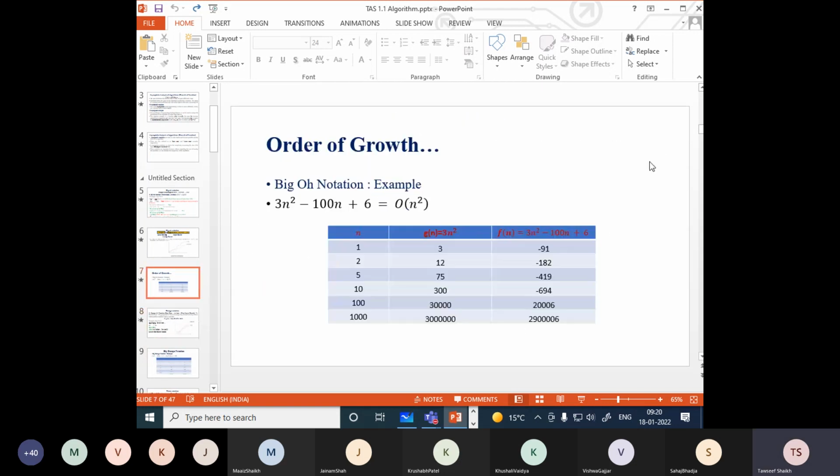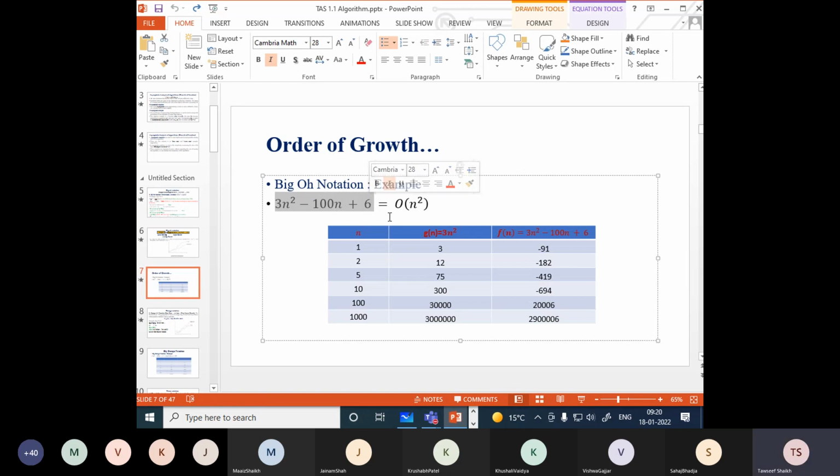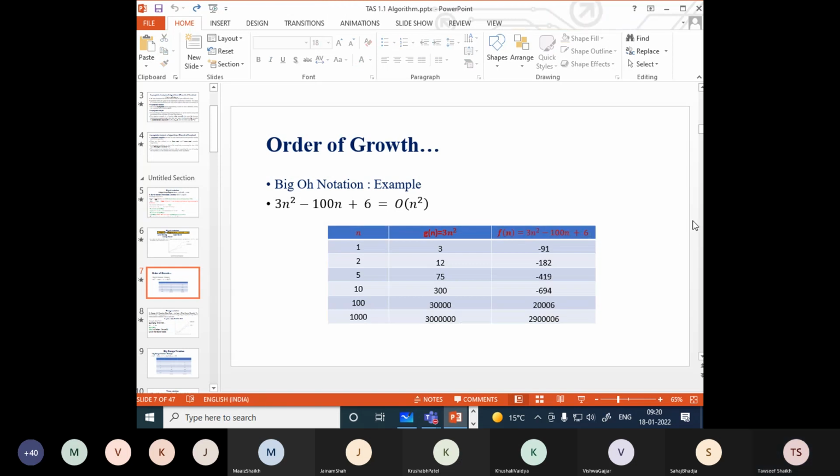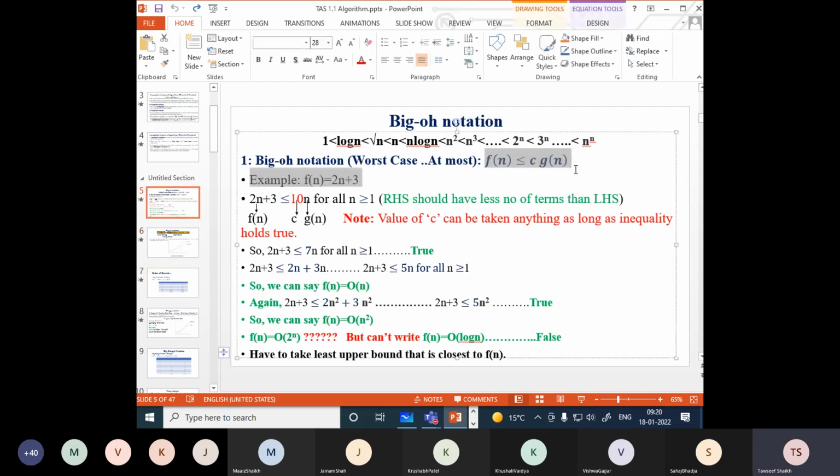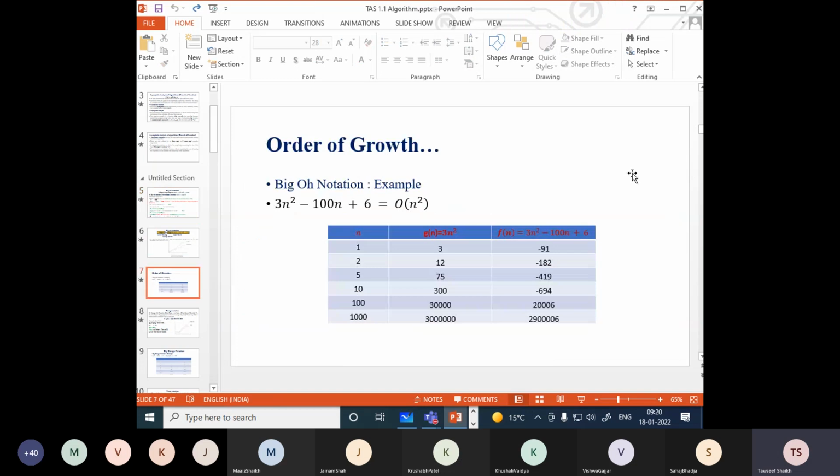Similarly, let us take as an example this function: 3n square minus 100n plus 6. This is f of n. And g of n is n square multiplied by 3, so my c is equal to 3. And n square is the rate of growth of this function because it is quadratic in nature. So what I have to see is for which values this condition gets satisfied here.